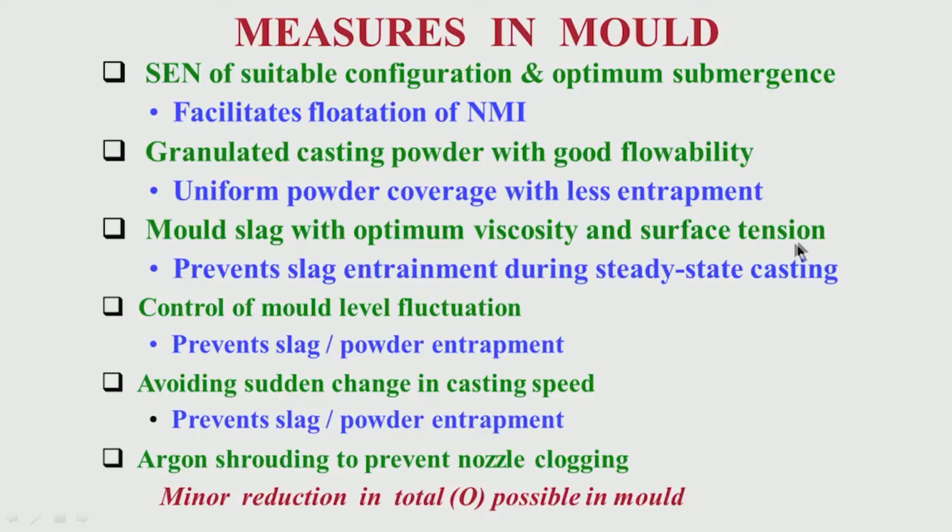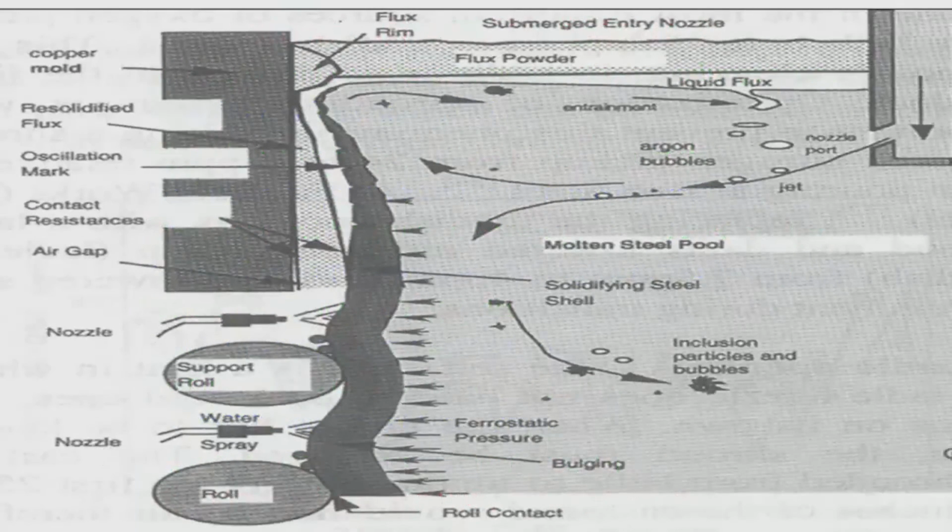So, the surface tension, interfacial tension is important, the viscosity is important, so that even if there is some turbulence, this slag should not get entrained, number 1. Number 2, this slag, for getting good lubrication, should get inside this. That means the slag should come down. So, viscosity plays an important role here.